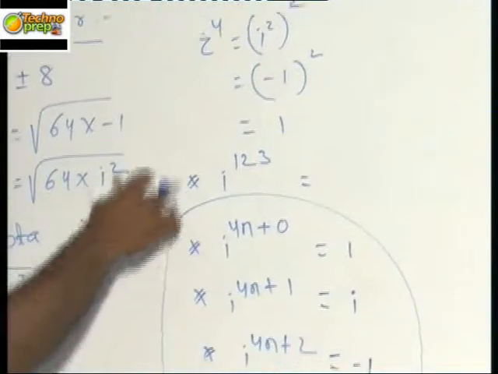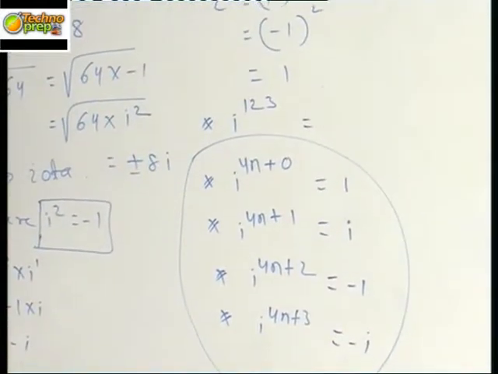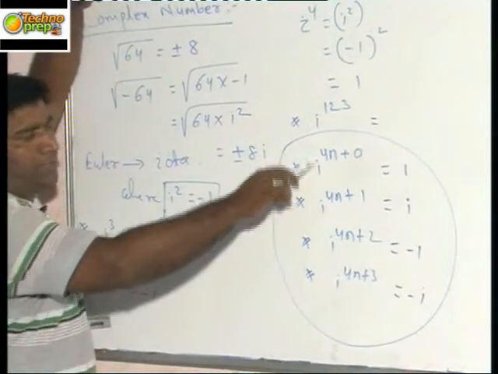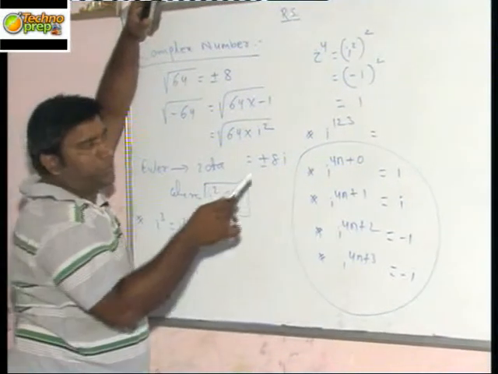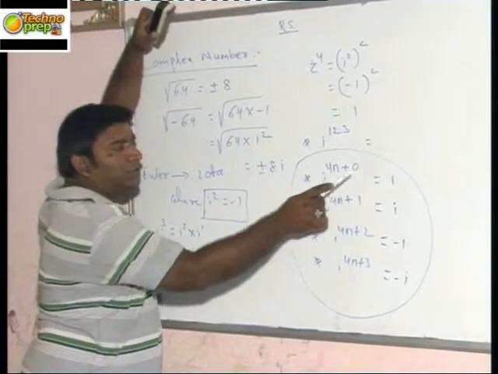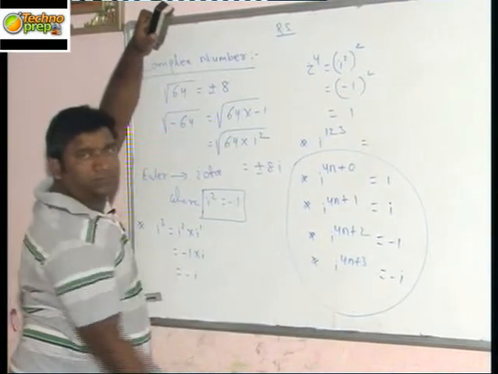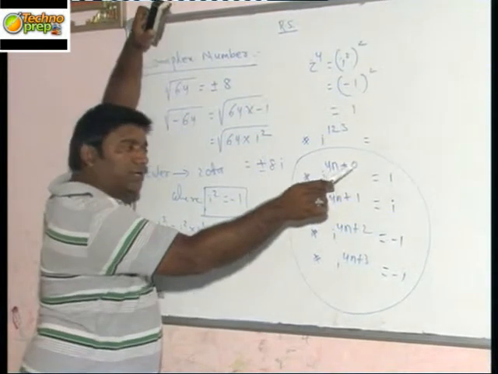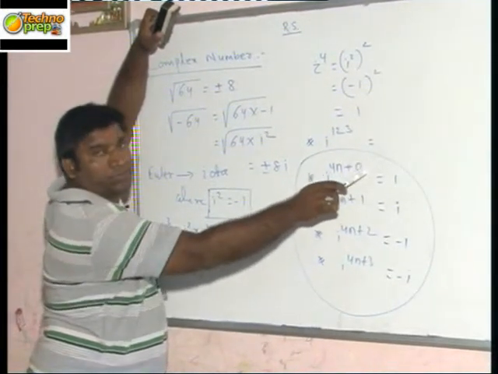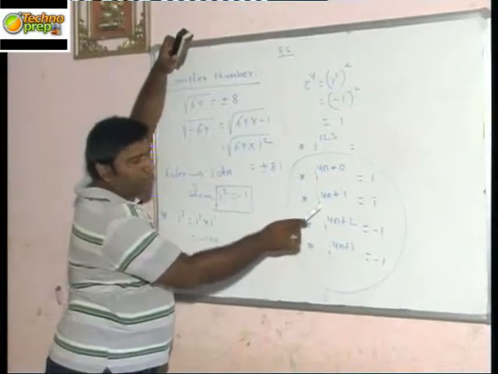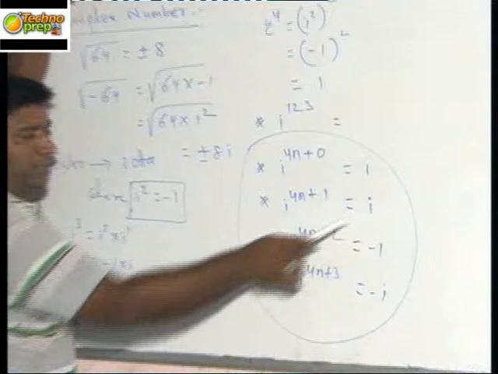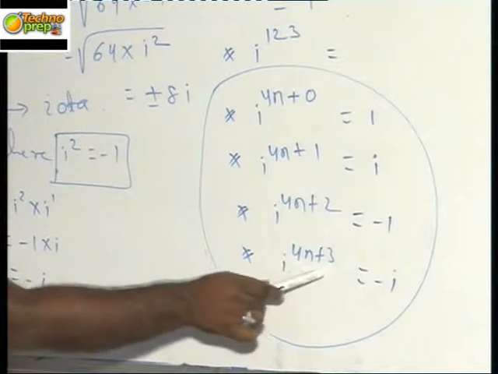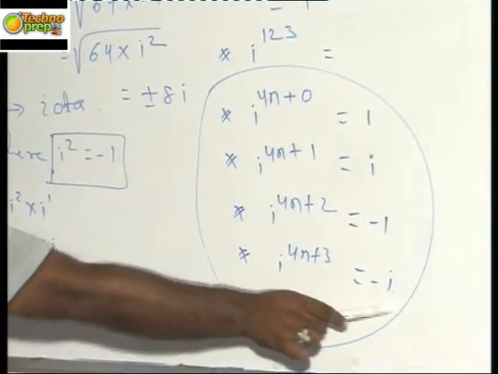But for i to the power of any large number, how do we find it using the i square value? There is a formula: divide the power by 4. The remainder is either 0, 1, 2 or 3. When the remainder is 0, the value is i to the power 0, which equals 1. When the remainder is 1, the value is i. When the remainder is 2, the value is i square, which equals minus 1. When the remainder is 3, the value is i cubed, which equals minus i.